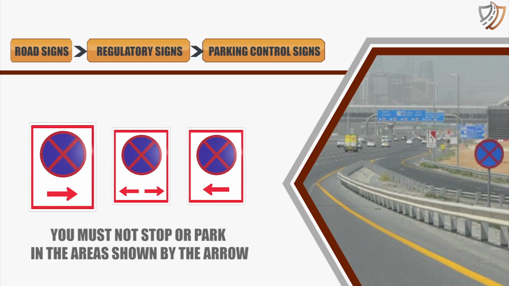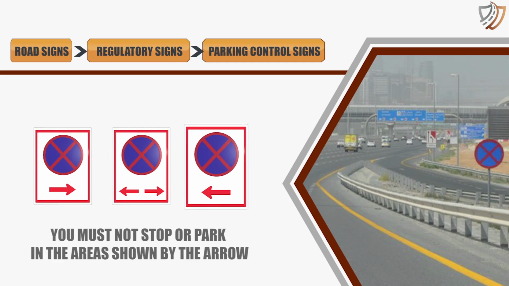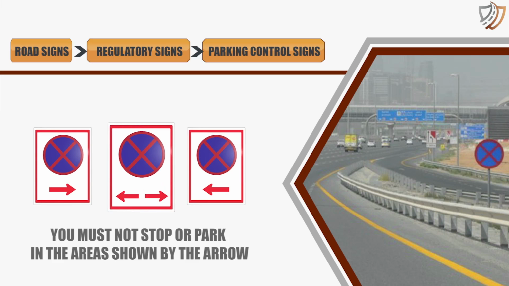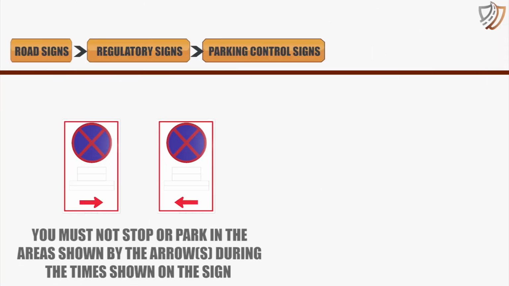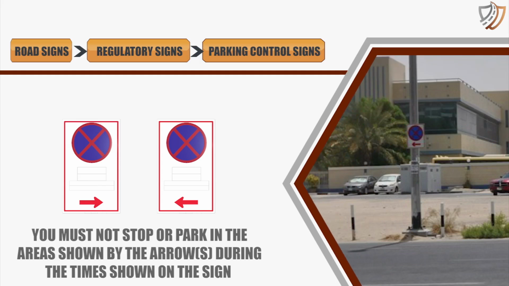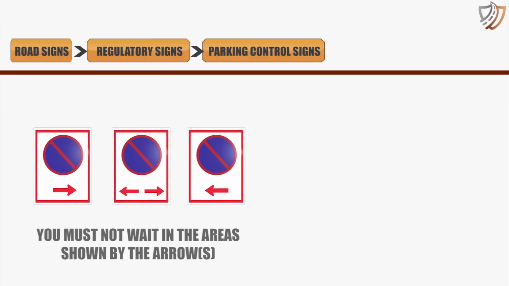This means stopping or parking is not allowed only towards the right side. This means stopping or parking is not allowed only towards the left side. This means stopping or parking is not allowed on both sides. No stopping with timing. This sign means stopping or parking is not allowed towards mentioned direction during the timings shown on the sign.